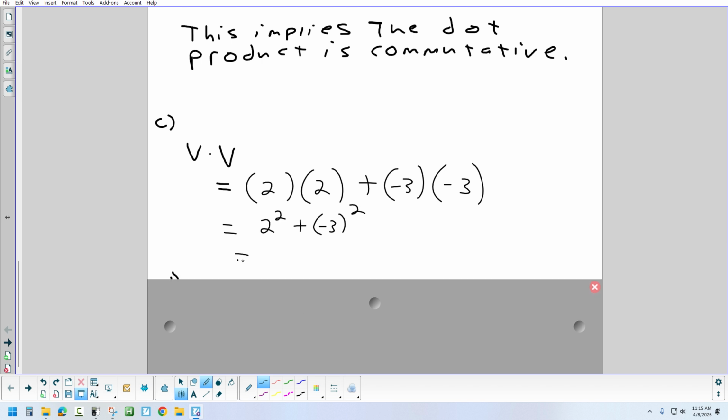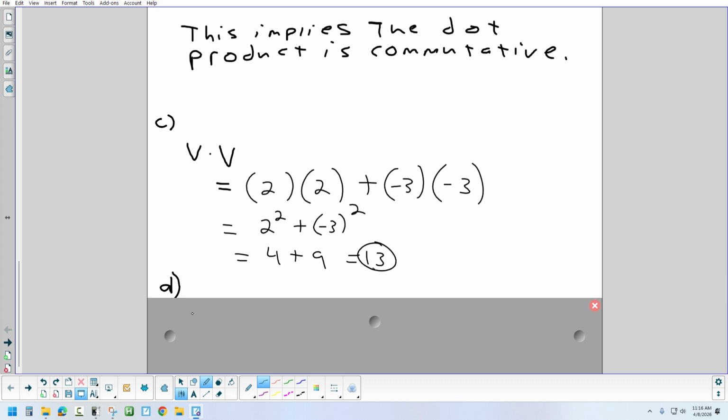Okay, so we're not actually doing that step. We're just squaring the first number, squaring the second number, and then adding them up. That's what happens when you dot a vector with itself. So if I wanted you to find the magnitude of this vector, it would be the square root of 13. But the dot product with itself is just 13. Okay, and we'll do one more.